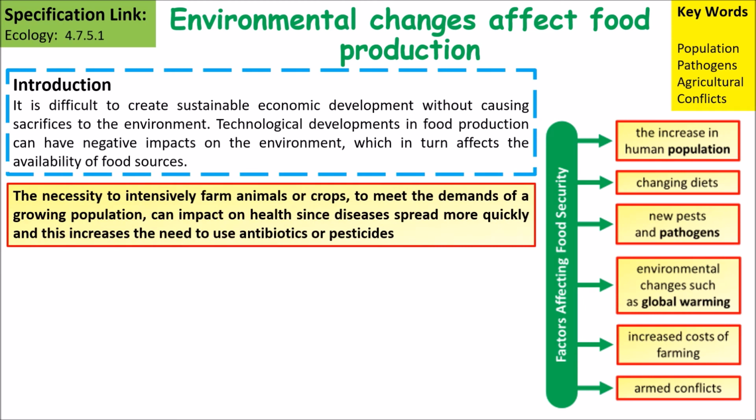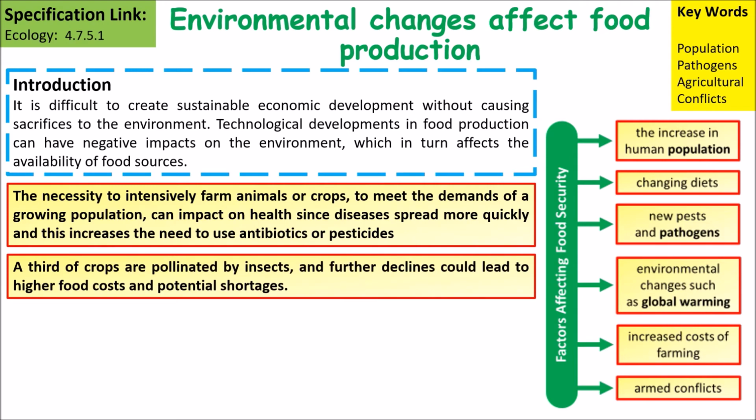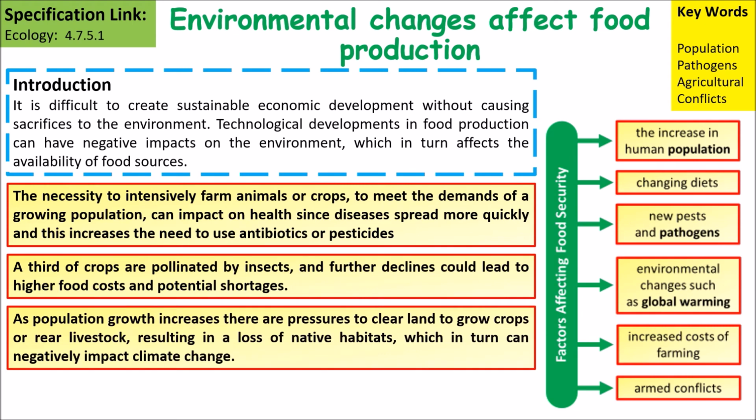So the necessity to intensively farm animals or crops to meet the demands of a growing population can impact on health, since diseases can spread more quickly, and this increases the need to use more antibiotics or pesticides. A third of the crops are pollinated by insects, and further declines could lead to higher food costs and potential shortages. As the population grows, there are also pressures to clear land to grow crops or rear livestock, resulting in a loss of natural habitats.